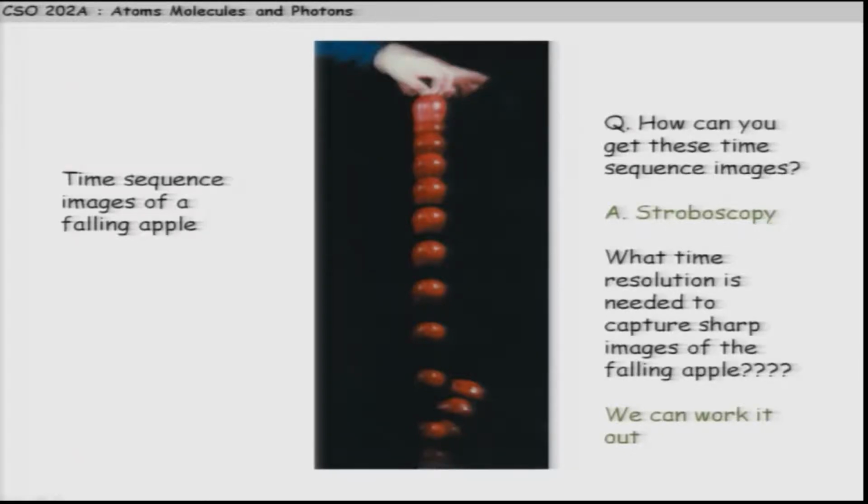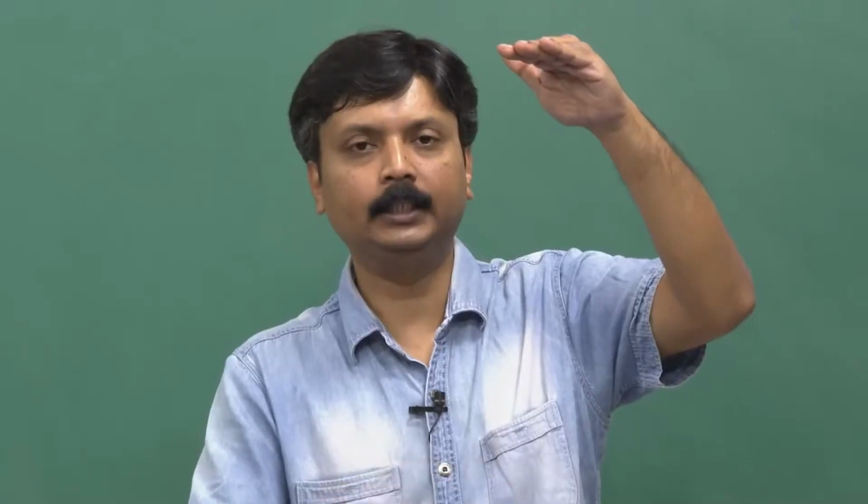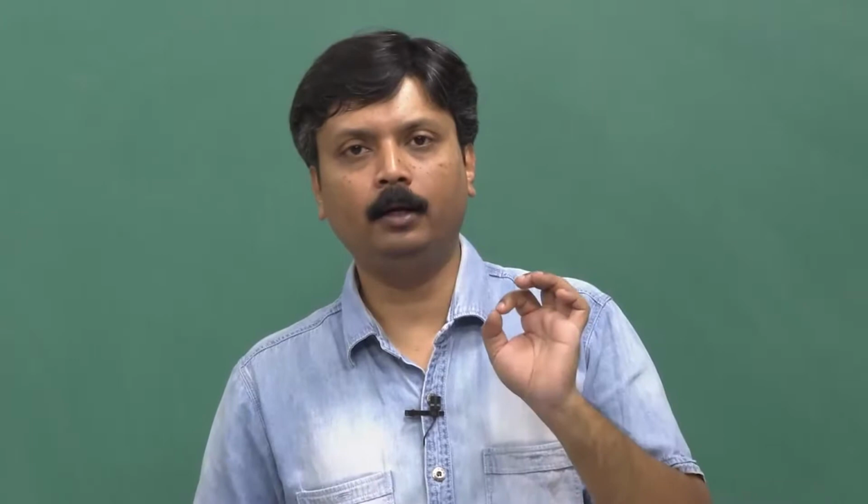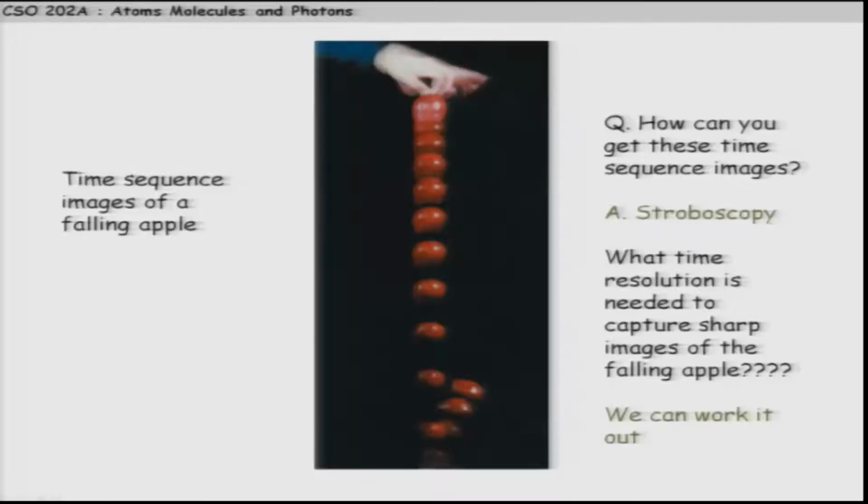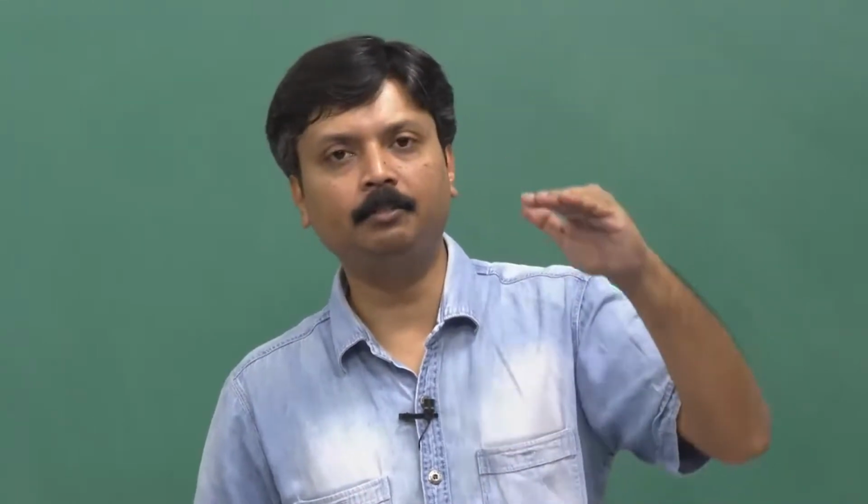Now, how fast should you take the image, how will you know? That can be very easily calculated, because suppose an apple is falling, what speed it is falling at, what is the distance between the stationary state and when it reaches the ground, and how long it will take to fall down. So, if you want to take images at different time scales, you can easily figure out how fast you should take them, because you also know about the acceleration.